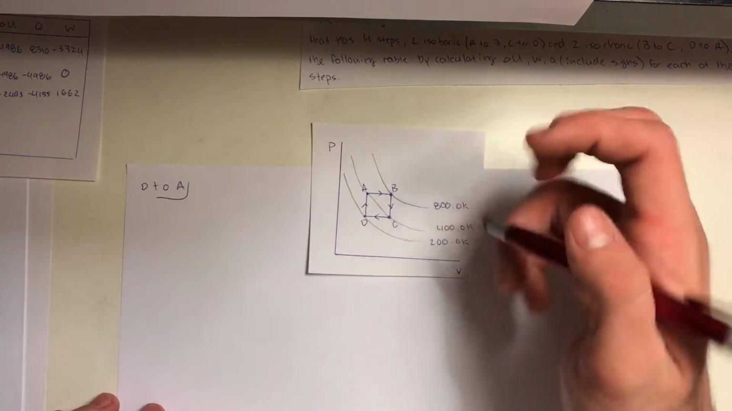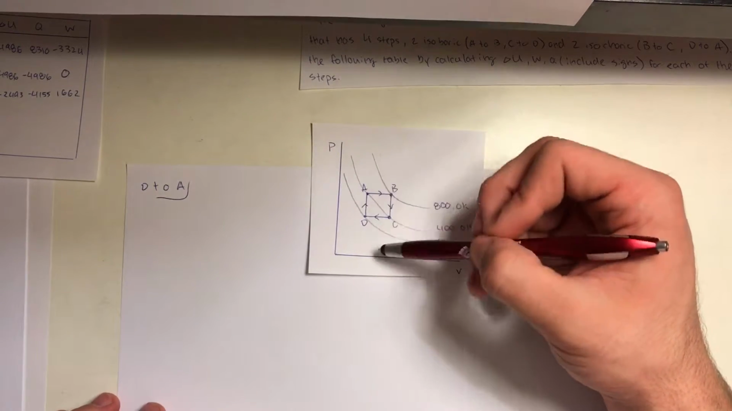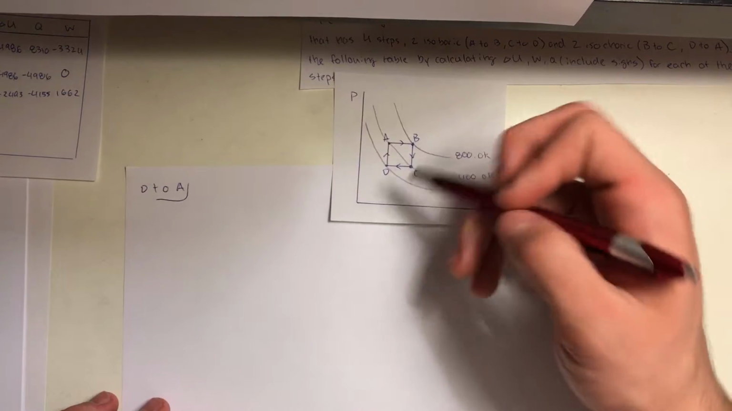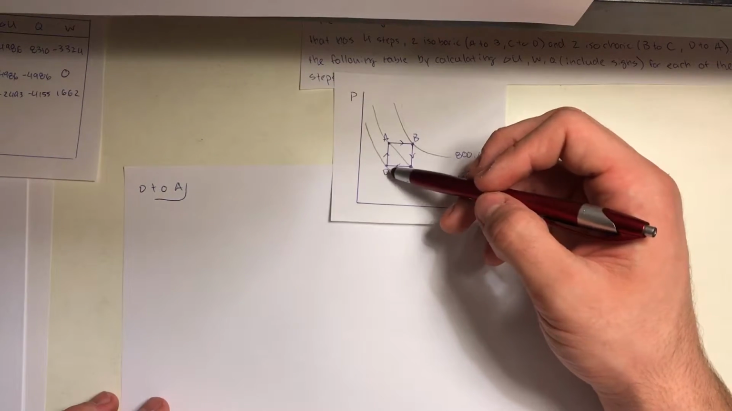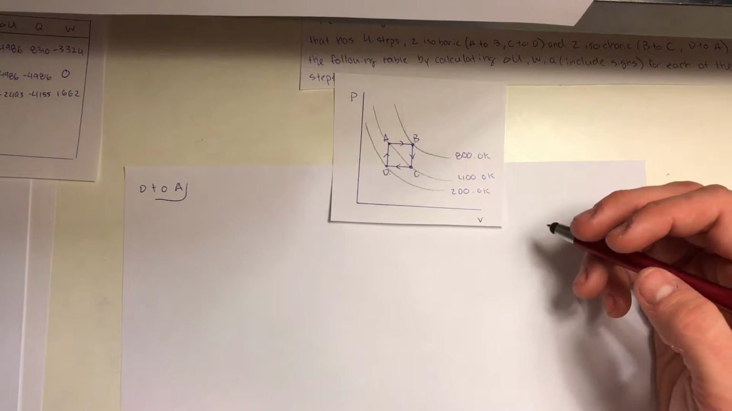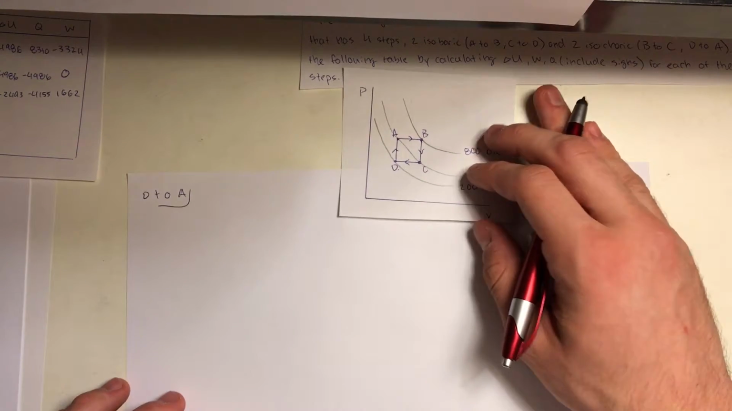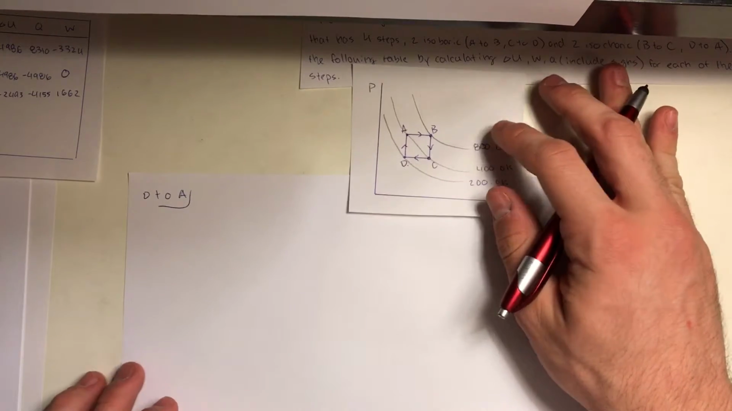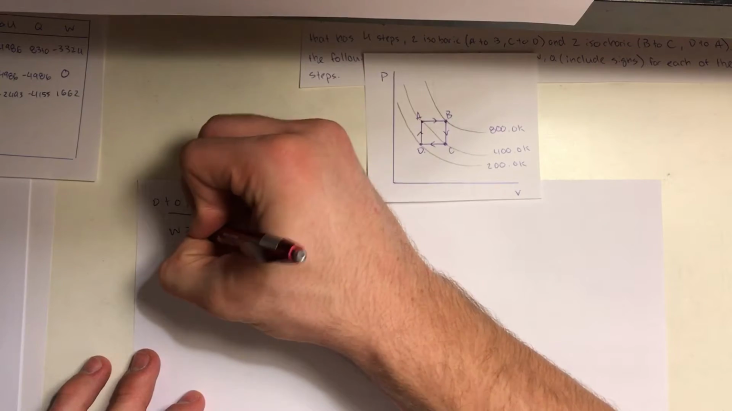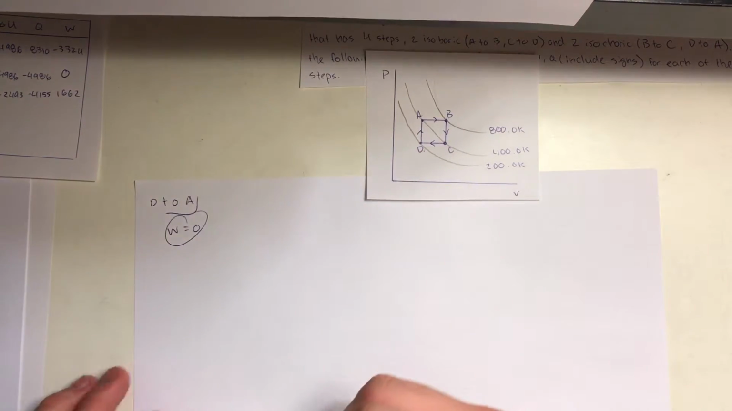Now again, we're an isochoric process, so volume is not changing. So work is, and there's no area underneath D to A. So we can conclude that there is no work being done by or on the gas. Work equals 0. Freebie.